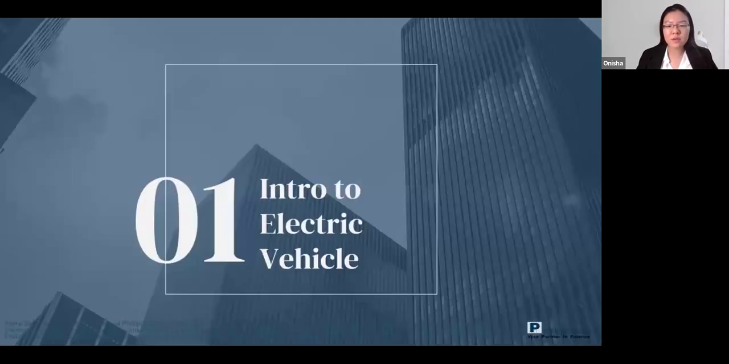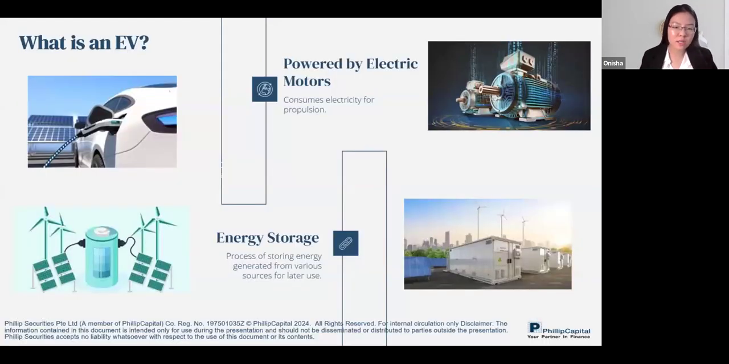Let's start. First, EV has been a hot topic on Wall Street, so I want to bring your attention to the EV sector. The first thing is what is considered an EV. It's a vehicle powered by an electric motor, where it consumes electricity for propulsion. The main idea of EV is to use energy storage, a process of storing energy generated from various sources for later use, for example from natural gas, wind, solar energy, or fossil fuels.